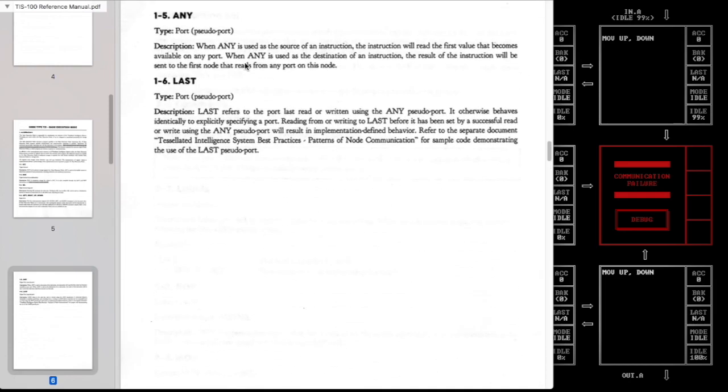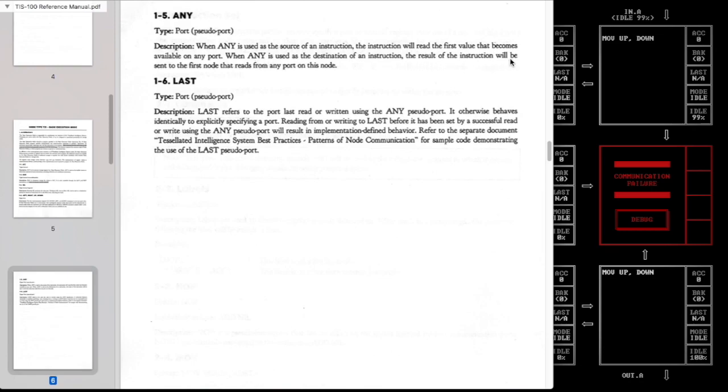What's any? Okay. Any EUs with the source of an instruction. Instruction will read the value, the first value that becomes available on any port. So that basically is reading the first value provided by any of your neighbors. So let's say you had a block that will do multiplication for you, but you want to use it in two different places. Well, all you have to do is provide it a number and have the block waiting with an any, and it will multiply and then respond, I guess.